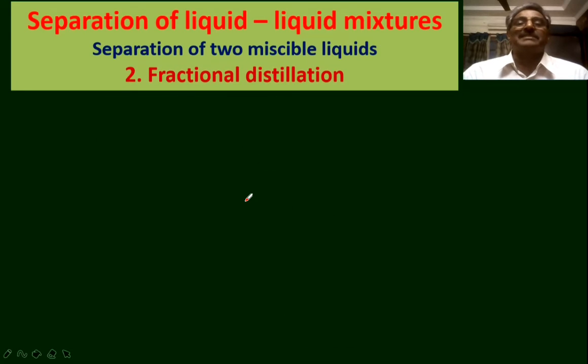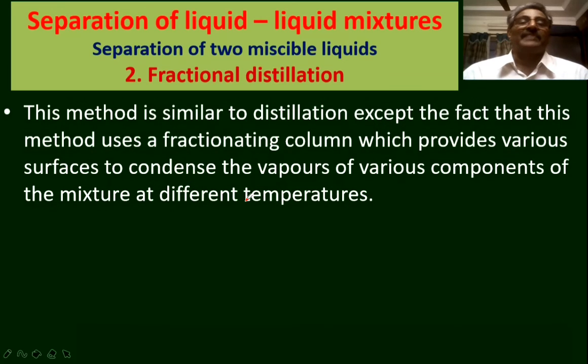Next, another method of separation of two miscible liquids is fractional distillation. Fractional distillation is similar to distillation except that this method uses a fractionating column, which provides various surfaces to condense the vapors of various components of the mixture at different temperatures. It provides different surfaces for the condensation of various components which have different boiling points.